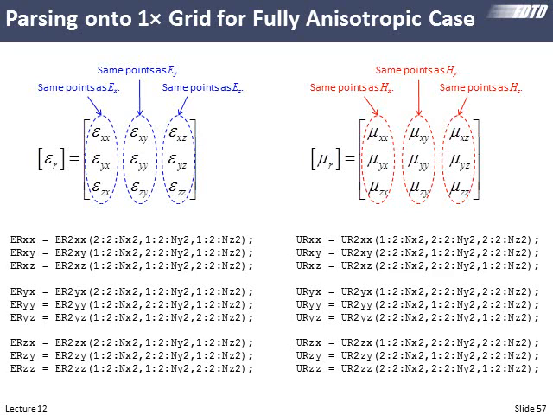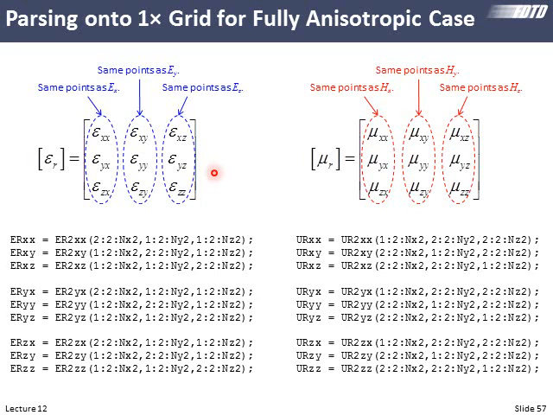Now for the fully anisotropic case, which we're not really talking about a whole lot, but there are some things I can point out. In our permittivity tensor, the entire first column, we will define all of those to exist at the same point as EX. Second column, we define all those to exist at the same point as EY, and the third column to exist all at the same points as EZ. And a similar thing for the permeability. The first column exists at the same point as HX, second column exists at the same point as HY, and everything in the third column exists at the same points as HZ.